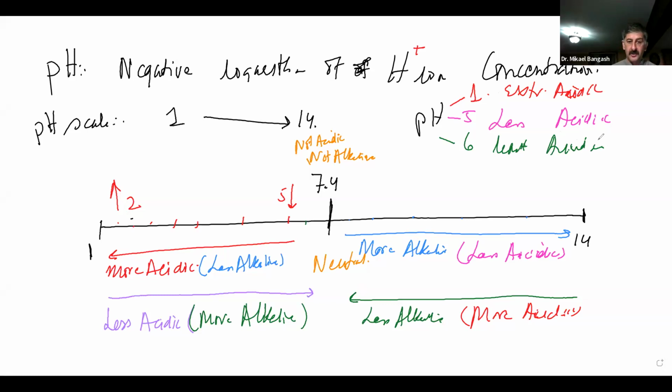Now, once we cross the neutral line or the neutral value, now we are going to be on the alkaline side. So even on the alkaline side, we can say, if we, for instance, set a pH of 8, now this is going to be where we have a say, just give me a second.